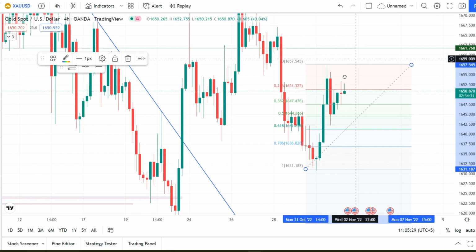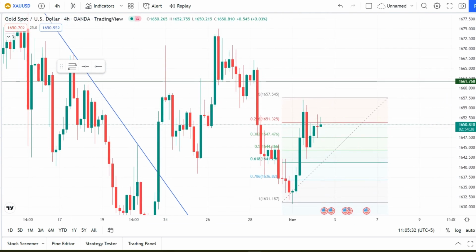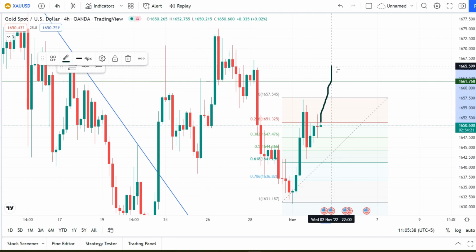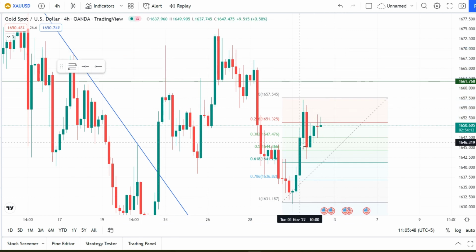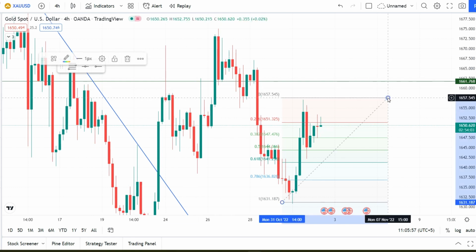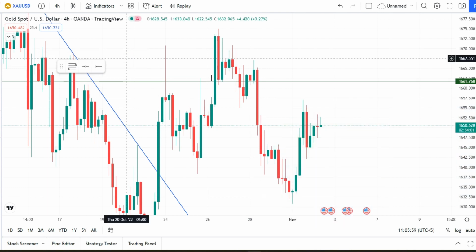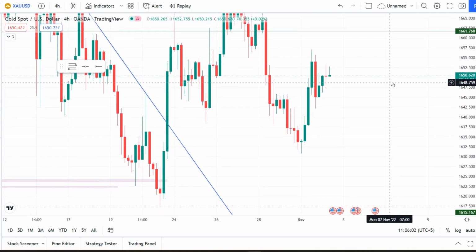So technically, it seems that gold should first move till this area, like 1665, or it might go to this area, which is 1670. This is the area for the gold chart. But on the other side, if gold breaks the 1640 zone this time, then we can see trouble for the buyers. So for today, what are the possible positions and the respective areas?